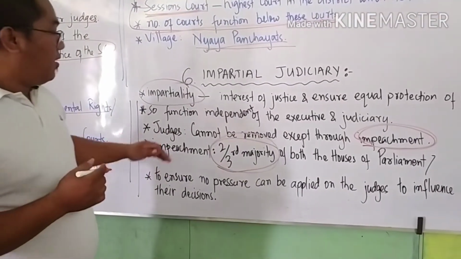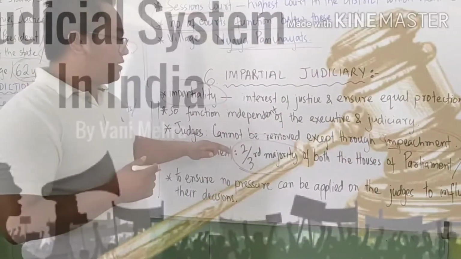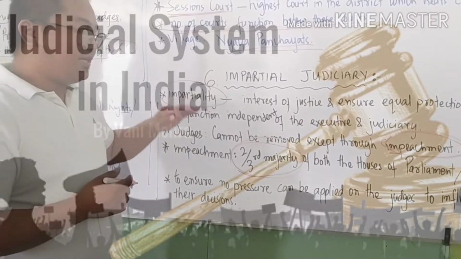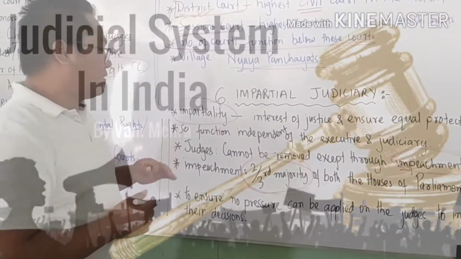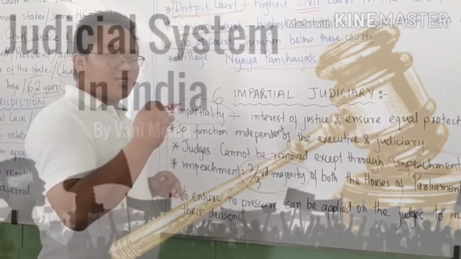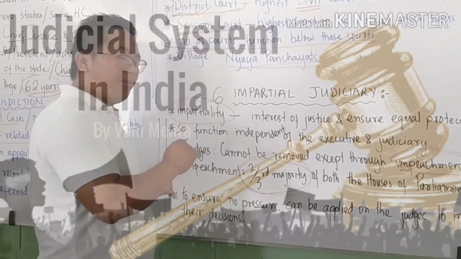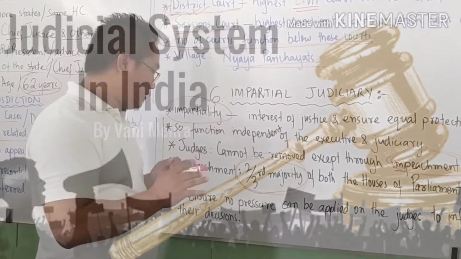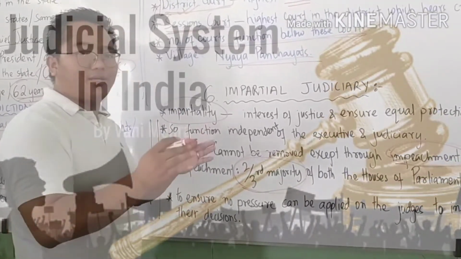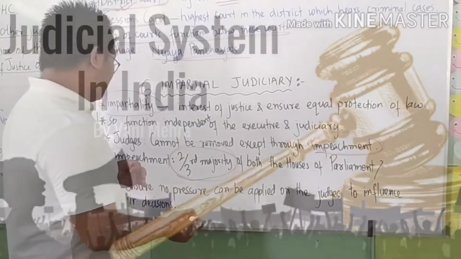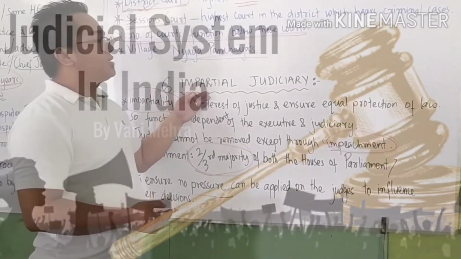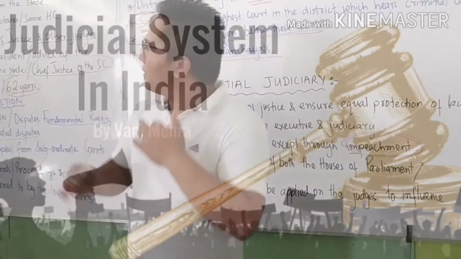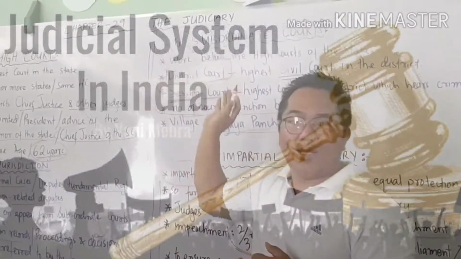And why is the removal of the judges so difficult? Why is it done this way? The reason is so that the judges will be protected from any pressure, and so that they will not be influenced by some vested person in their decision making in the law courts. This is about impartial judiciary. With this, we cover our lesson, chapter 29, the Judiciary.